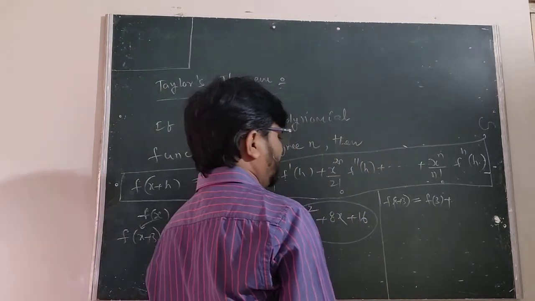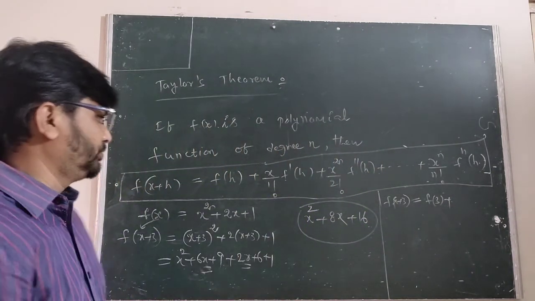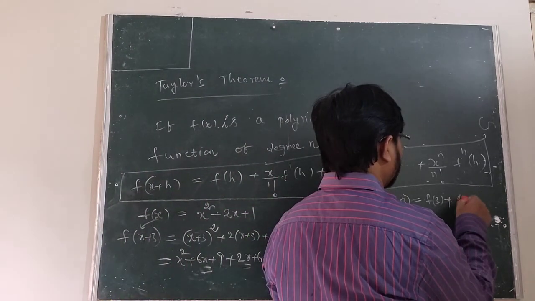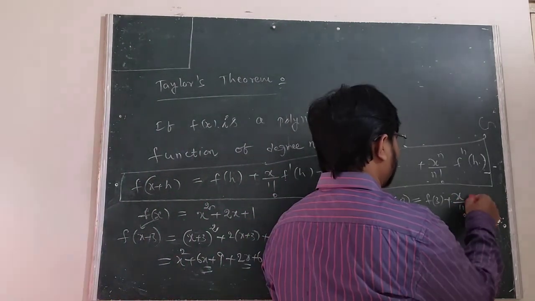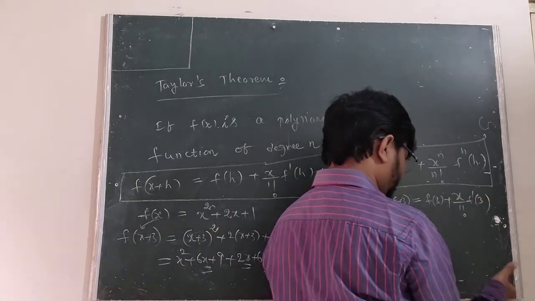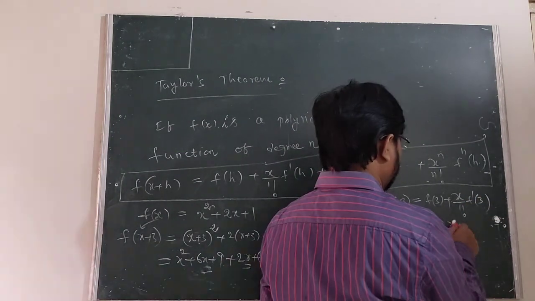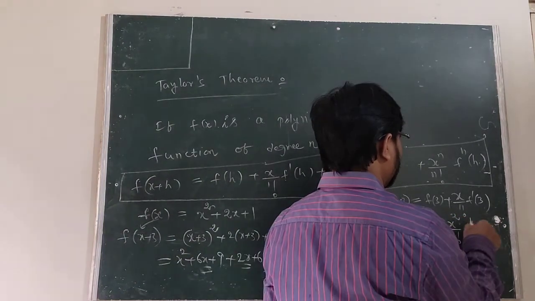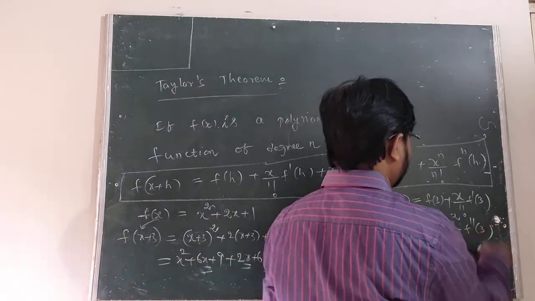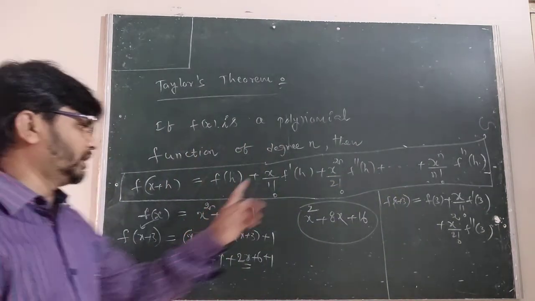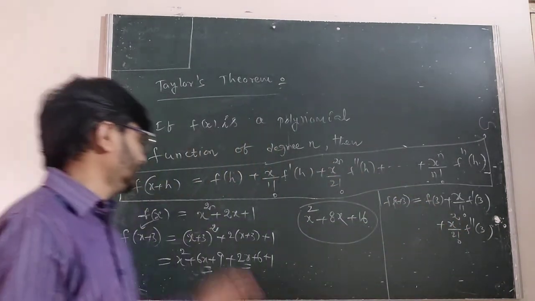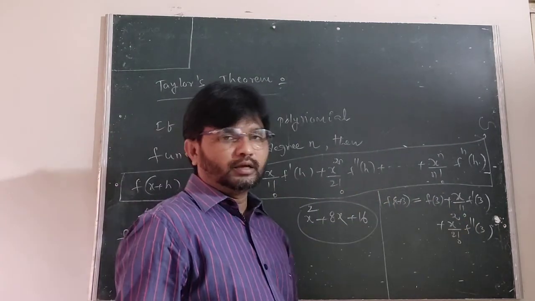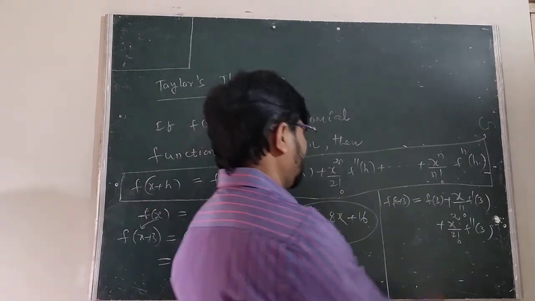plus x by 1 factorial into f dash of 3 and x square by 2 factorial into f double dash of 3. That is enough. If the degree is 2, you write up to x square. If degree is 3, then you write x cube. If degree is 5, you write up to x power 5. Now this is f of 3.